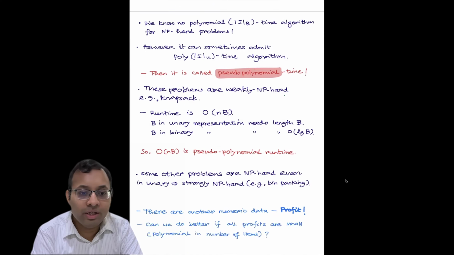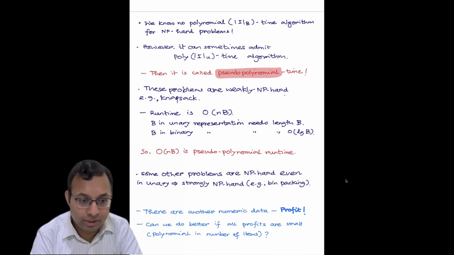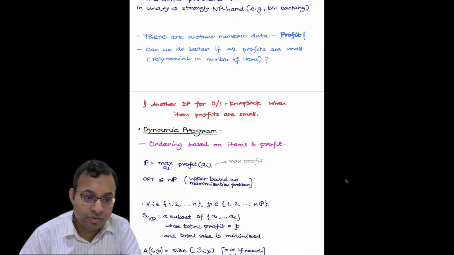Now we saw here there are two types of numeric data. One is size, another one is profit. And for size, we gave this algorithm. But in the other case, if the profit is the input data and the profits are small, can we do better? Or can we have other types of dynamic program for Knapsack? So we'll see in the next part another dynamic program which is based on the profits, not based on the size. So see you in the next part.